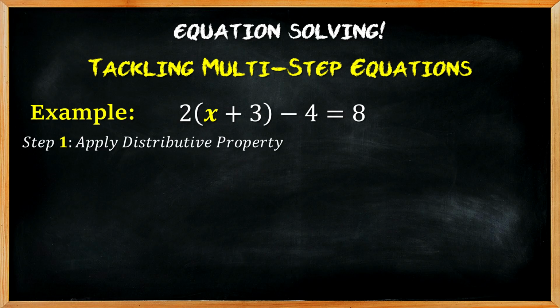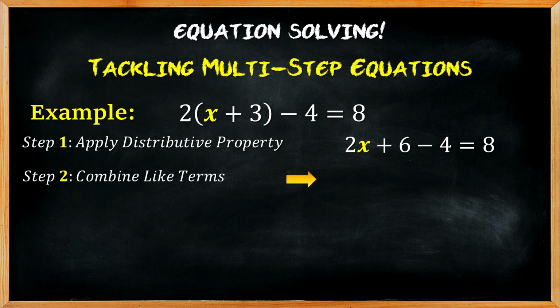Step 1. We need to apply the distributive property. We multiply 2 by each term inside the parentheses. 2 times x gives us 2x, and 2 times 3 gives us 6. So now we have 2x plus 6 minus 4 equals 8.